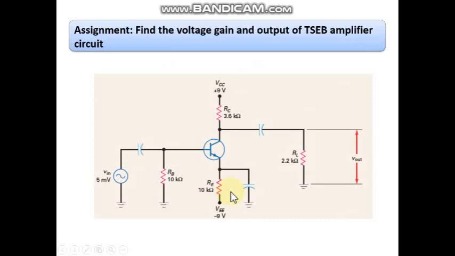The assignment for you is to find the voltage gain and output of the TSEB amplifier circuit. If this figure is given to you, you need to calculate the V out and the voltage gain. So you need to try on your own. This is the assignment for you. Take a break, calculate the values, find out the answer, and then come back and compare your answers with the given solution here.